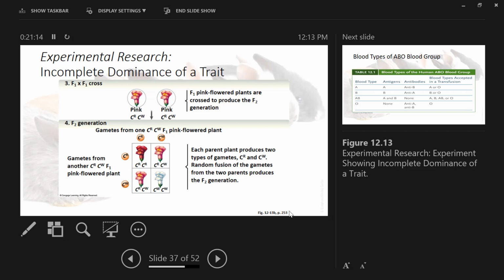All right? Make sense? In terms of how it all works out and how the chromosomes behave, it's just like normal Mendelian inheritance. The difference is, what does that mean for the phenotype? All right, so that's incomplete dominance.